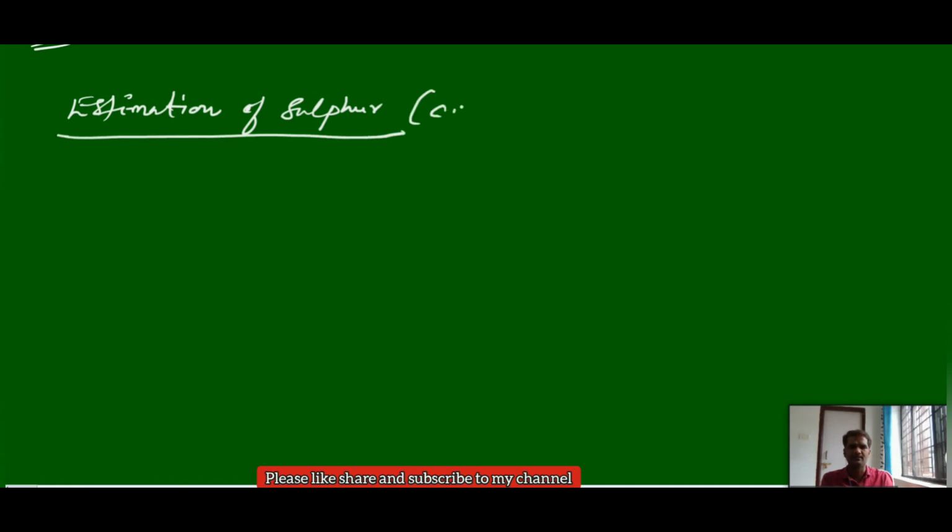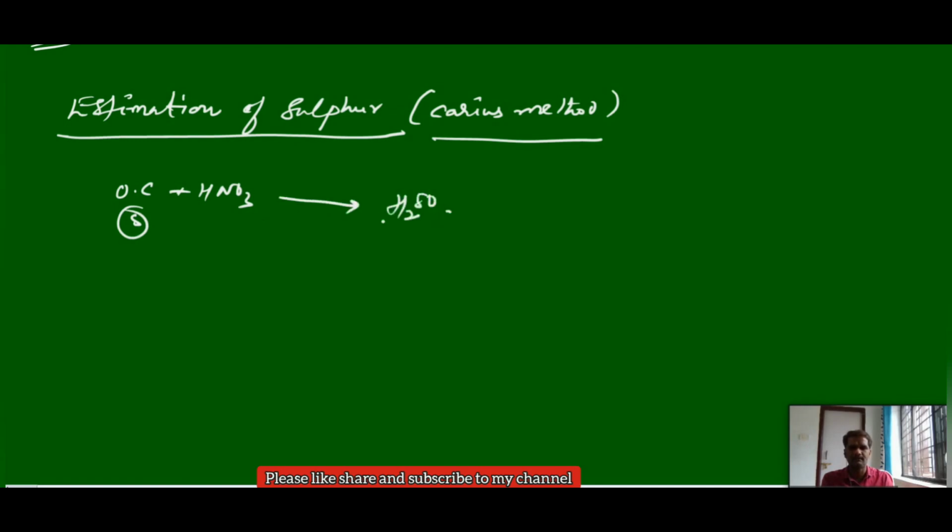Again, we will use the same Carius method here also. You take the organic compound and acidify it with fuming nitric acid. If any sulfur is present, that sulfur can be oxidized to sulfuric acid. When you treat an organic compound containing sulfur with HNO3, you will get sulfuric acid. And this sulfuric acid, if you treat it with barium chloride, you will get a white precipitate of barium sulfate.